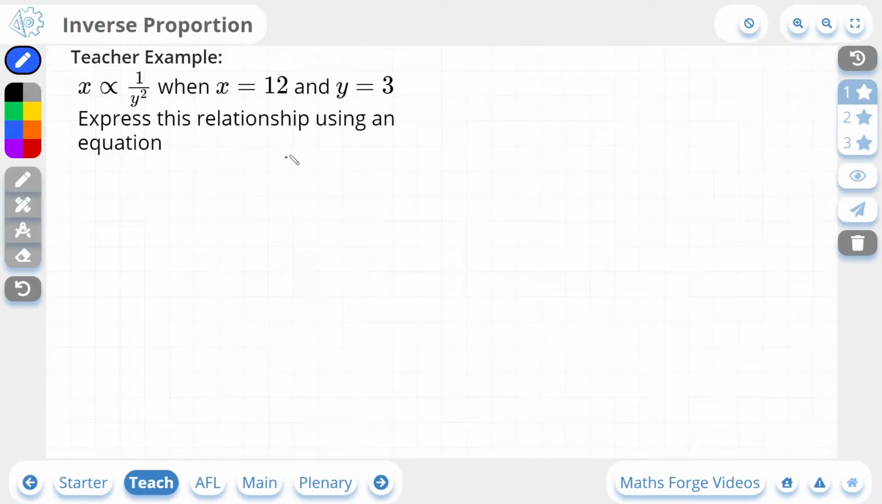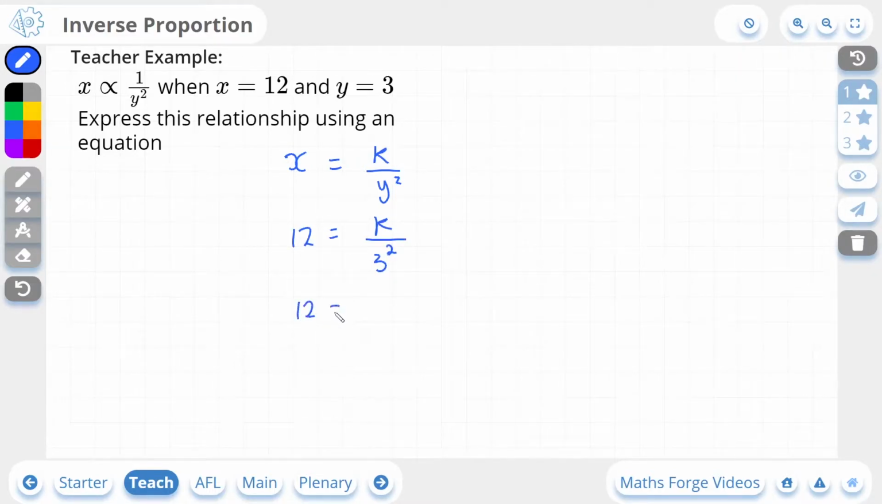So the first thing you have to do is set up an equation with your constant of proportionality. And this looks like the following for inverse proportion. We're going to have x is equal to k over y squared. So you can see where there was a 1 here, I've replaced it with a k, which is the constant of proportionality. And now we can begin substituting in our values for x and y. So here we're told x is equal to 12 and y is equal to 3. So it's going to be k over 3 squared.